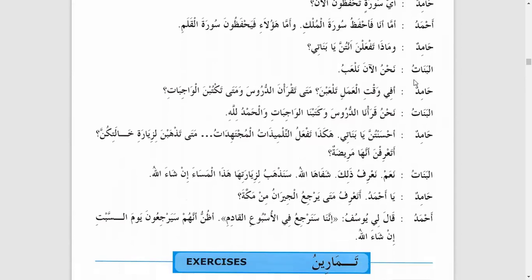فماذا تفعلن أنتن يا بناتي? What are you doing, oh my girls? Excellent. Taf'alna. If it is for the masculine plural, we say taf'aluna, and for the feminine it is taf'alna, where the waw gets dropped. Antunna confirms that we are talking to the second person, and ya doubly confirms it, since ya is used for the one we are addressing directly. Yes, al-banatu.